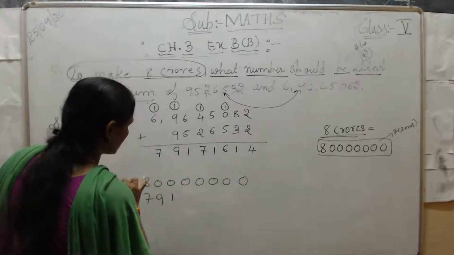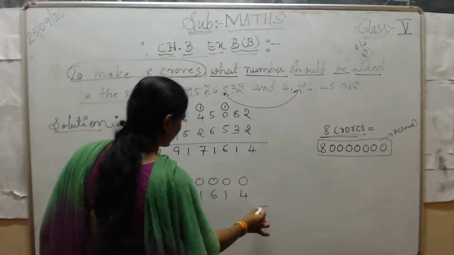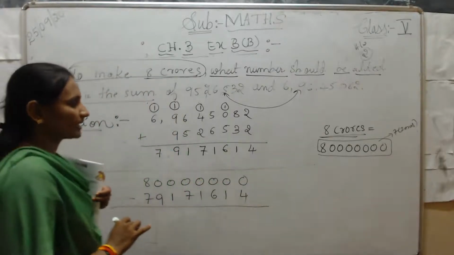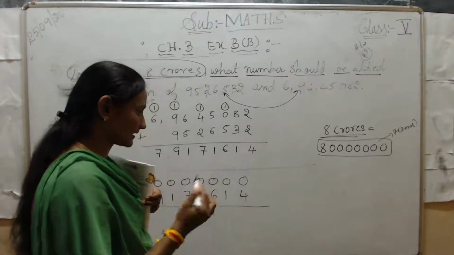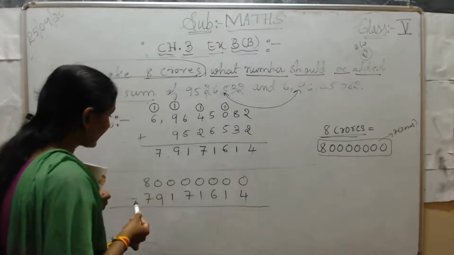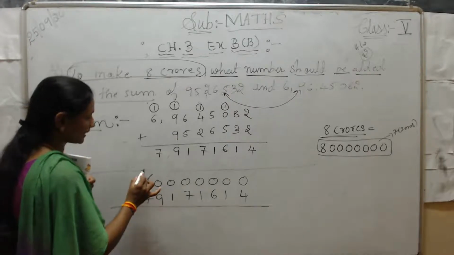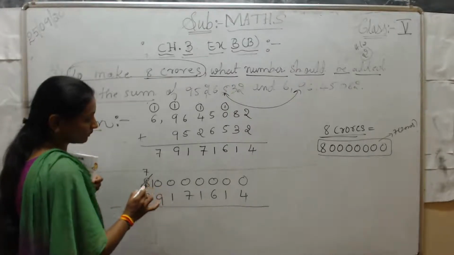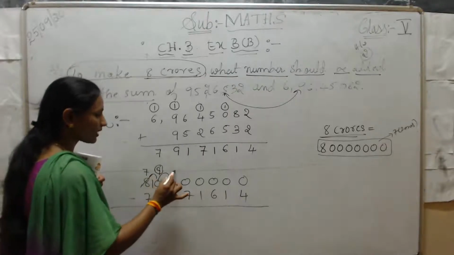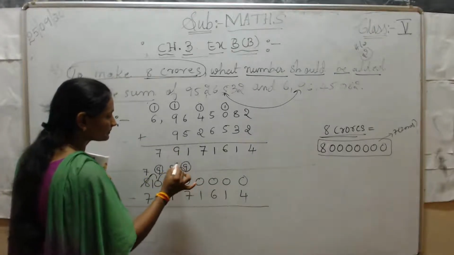7 crore 91 lakh 71,614 to do the minus. Next step students. 0 minus 4 is not possible. So you take the carry, 10 here, and 7 is left. Again you take the carry, here 9 left, here 10. Again you take the carry, here 10, but here 9 is left.